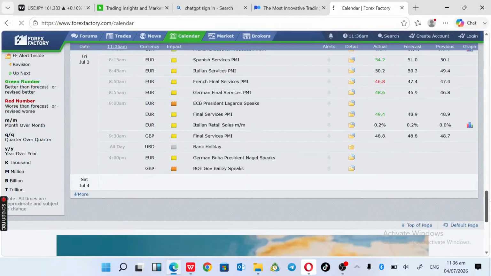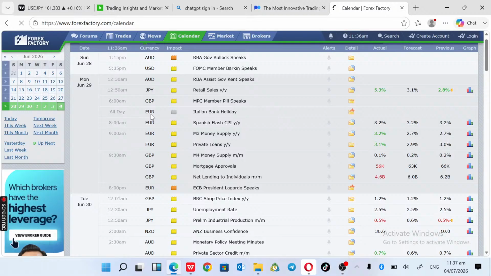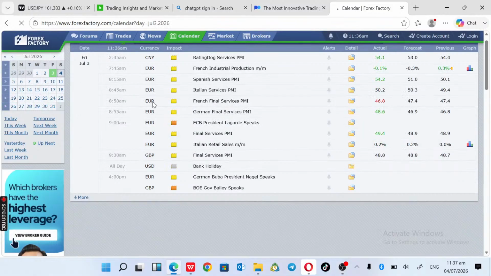Okay, today is Saturday, there is no news today. Now let's use yesterday's market analysis. Yesterday was the third. There was no major news yesterday because when you see all this yellow, yellow, yellow, it means the news was not volatile, the news was not much. And all these messages you are seeing here, services PMI, French industrial production, Spanish services, Italian services, are all news coming out from different countries.